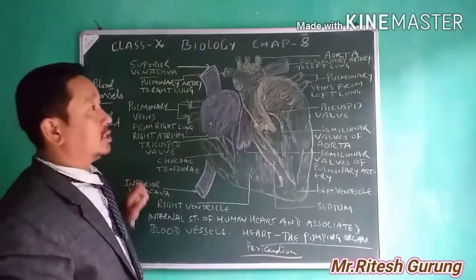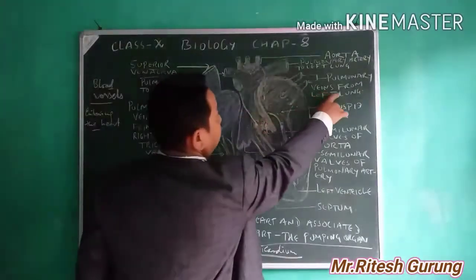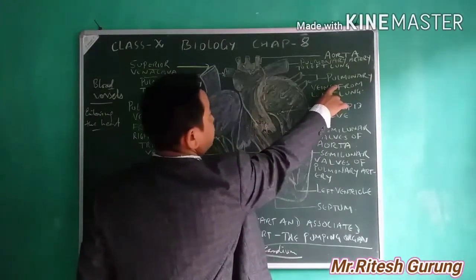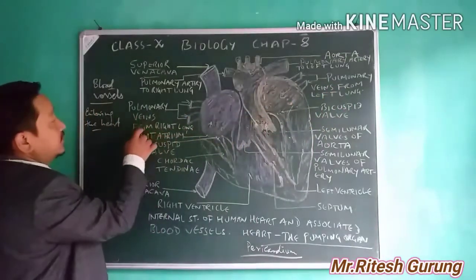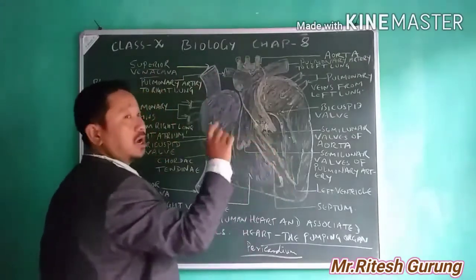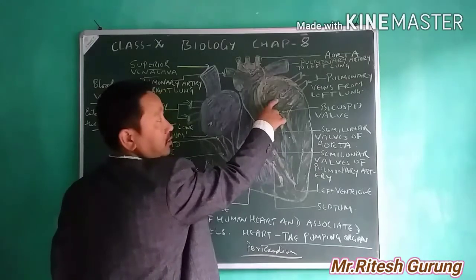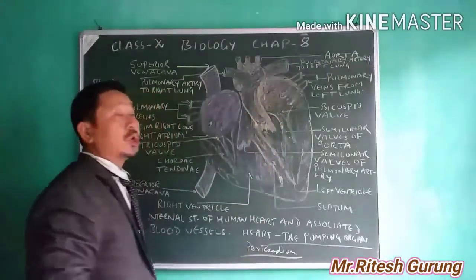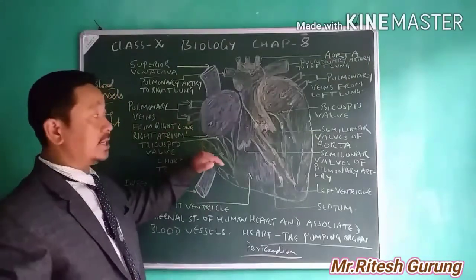And the other thing is that the pulmonary veins from the left lung and the pulmonary veins from the right lung are also entering the heart. Where? Here in the left auricle, with the pure blood. So they are entering the heart.